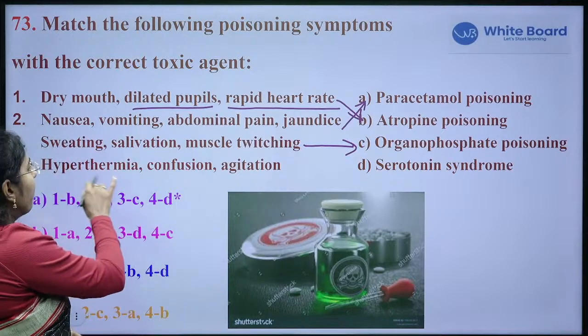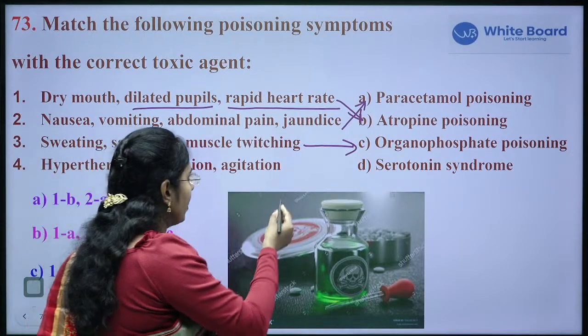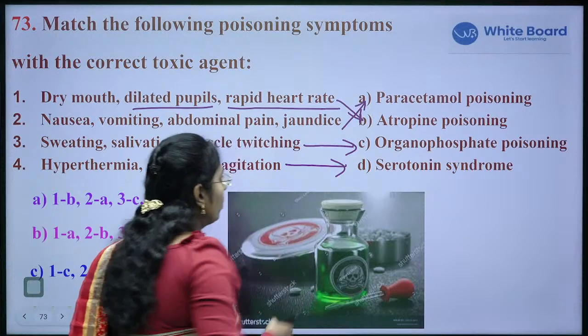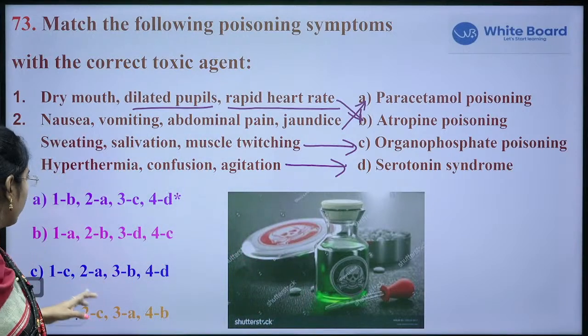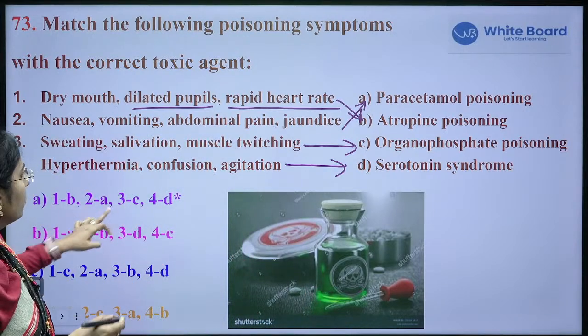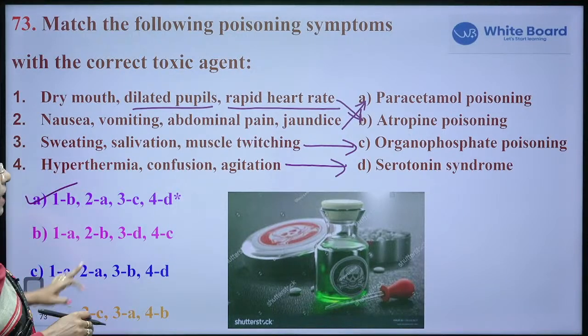So next one is hyperthermia, confusion and agitation. That is due to serotonin syndrome. So what is the correct option here? Option A is the correct answer for this one.